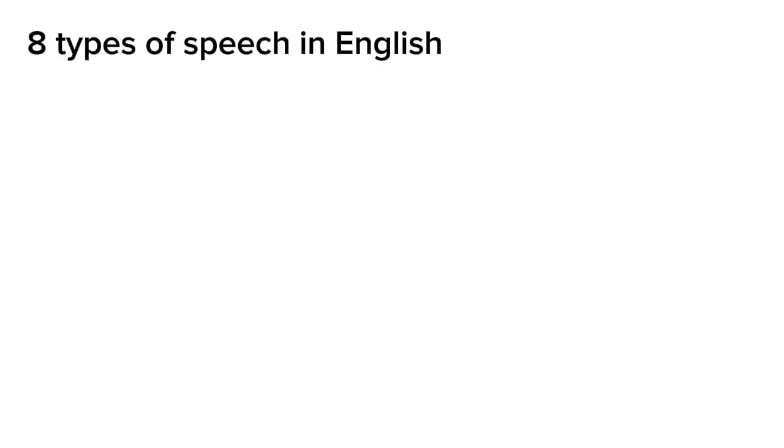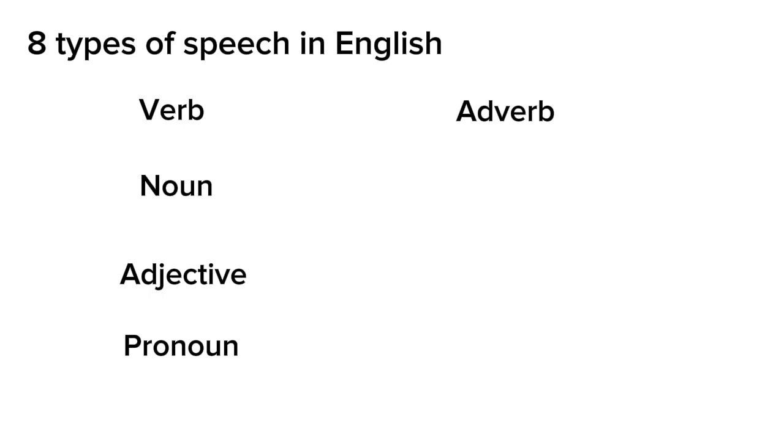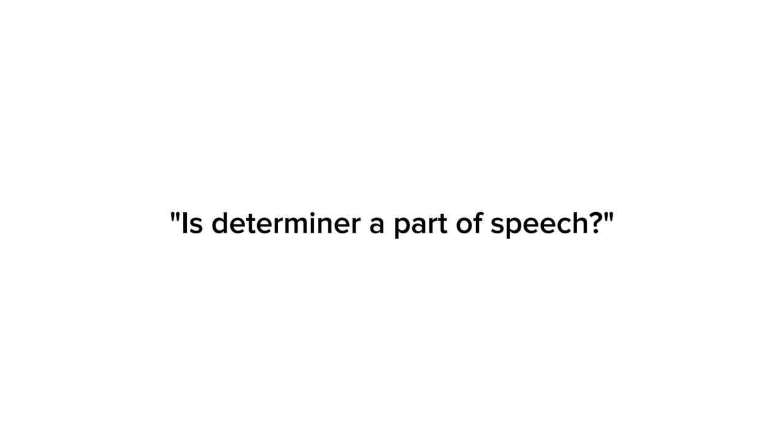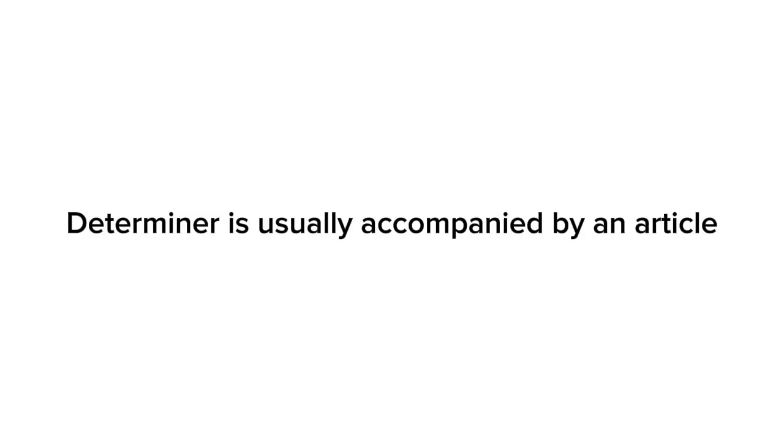What are the 8 parts of speech? Actually, most people know that there are only 8 types of parts of speech in English, such as verb, noun, adjective, pronoun, adverb, preposition, conjunction, and interjection. But if you ask, is determiner a part of speech? The answer is yes. This determiner is usually accompanied by an article.